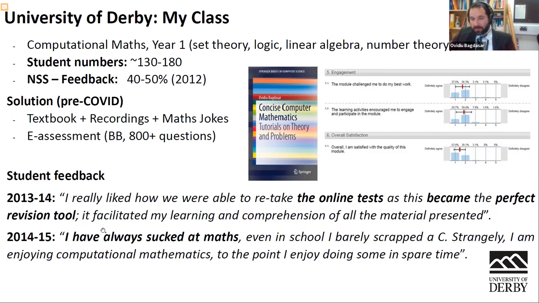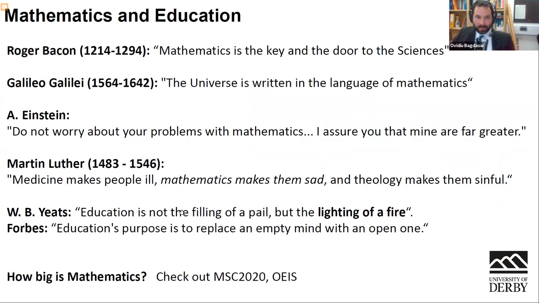And then I have very frank feedback. This is how the feedback is presented in our class. We have lots of long questionnaires that the students have to respond to. And this was overall student satisfaction with my course: 97%. And the students were saying, I have always sucked at maths. Even in school, I barely scraped a C. Strangely, I'm enjoying computational mathematics to the point I enjoy doing some in my spare time. And then I use this kind of feedback to motivate future cohorts.